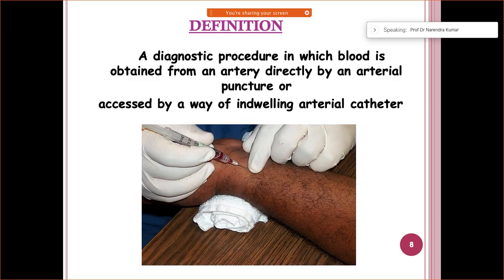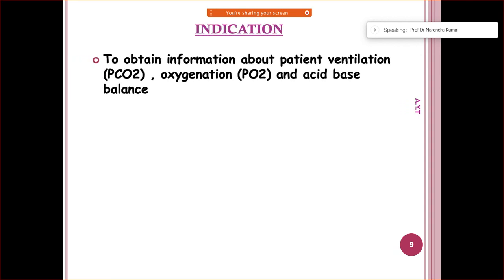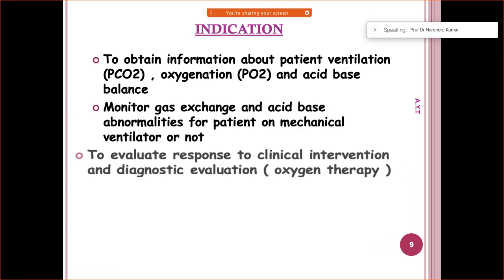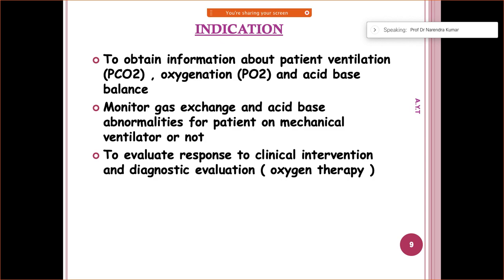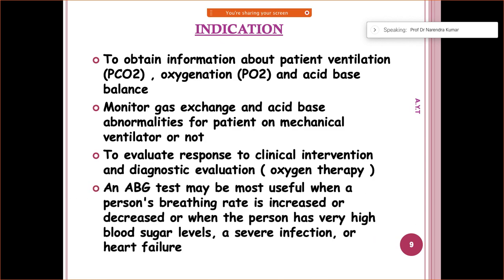So, this is what I think most of the people can recall very well. And regarding the indications, as I had already said, if you're trying to obtain information about the patient's ventilation, PCO2, oxygenation, then acid-base balance, or similarly, you want to monitor gas exchange and acid-base abnormalities. Then, if you want to evaluate the response to clinical intervention and diagnostic evaluation as well, for example, oxygen therapy, similarly, it's really useful when the patient's breathing rate is increased or decreased.